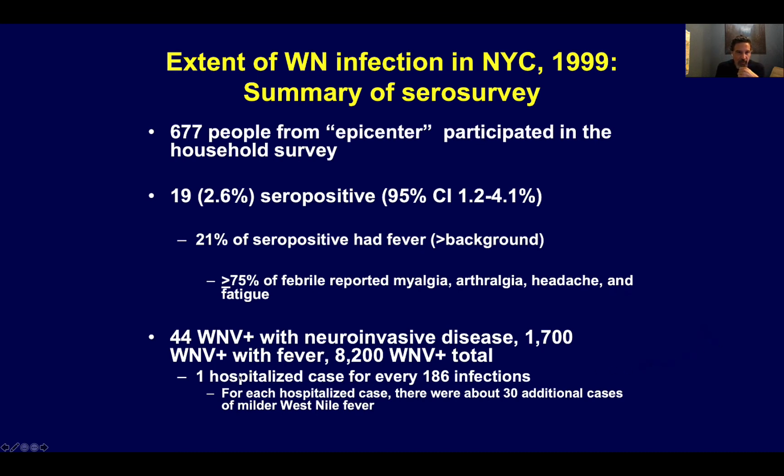We had 44 cases of West Nile virus that had neuroinvasive disease, and extrapolating, using some of the estimates from the literature, we would say that there were about 1,700 people with West Nile virus that had fever, and then about 8,200 cases total. And with this estimate, we came up with something very consistent with what has been reported in the literature of about one hospitalized case for every 186 infections. So for about each hospitalized case, there were about 30 additional cases of milder or West Nile fever cases.